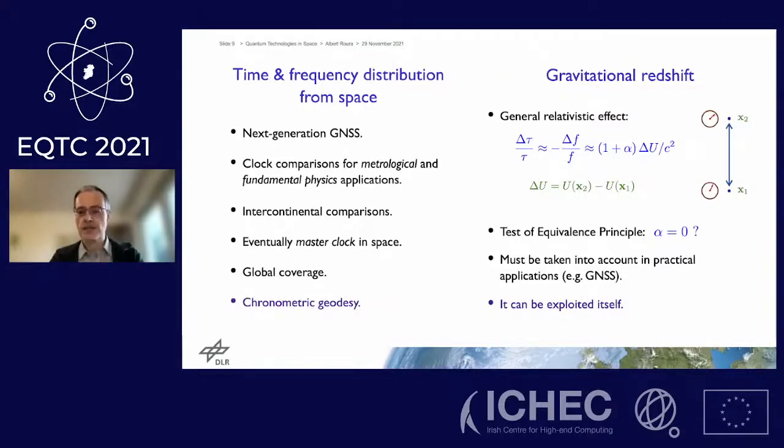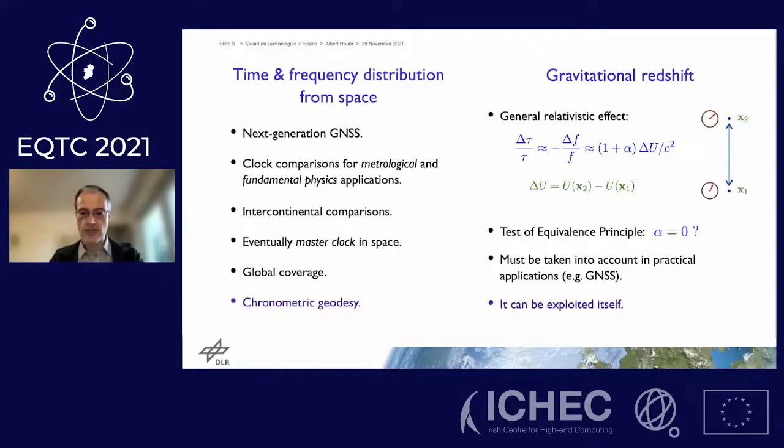And the basic idea here is that if we have two clocks at different heights in a gravitational field, they will tick at slightly different rates. And this is given by this formula relating the slight difference in proper times or frequencies to the difference in the gravitational potential between those 2 points where the clocks are located. One can perform measurements of this effect to test, for example, the equivalence principle, which is a cornerstone of general relativity.